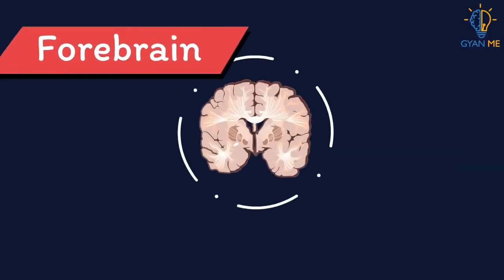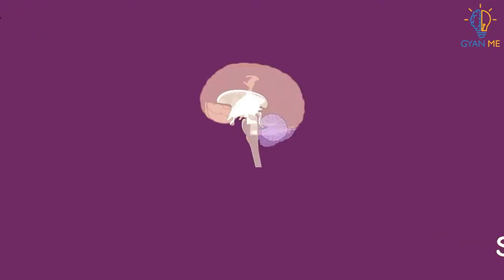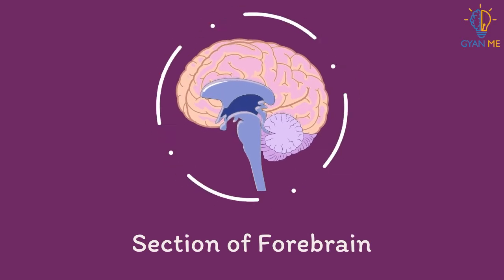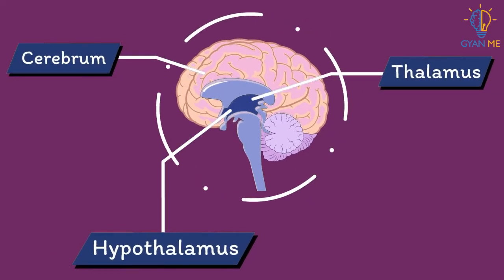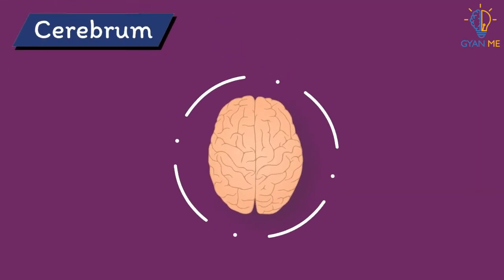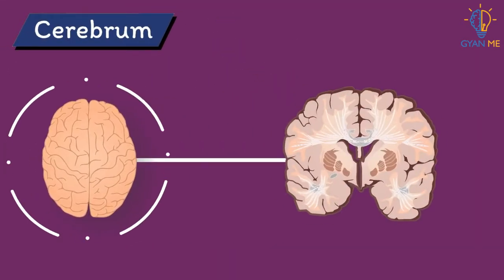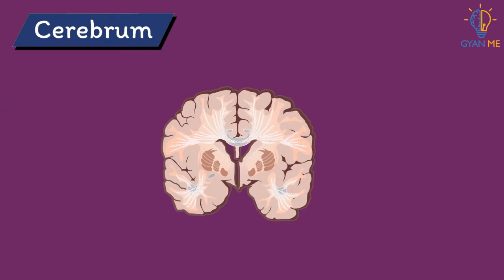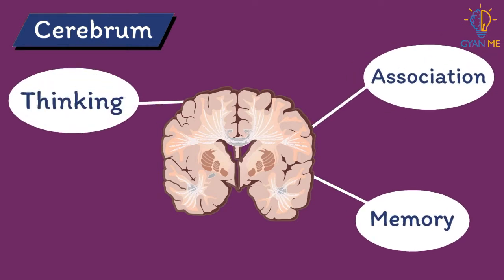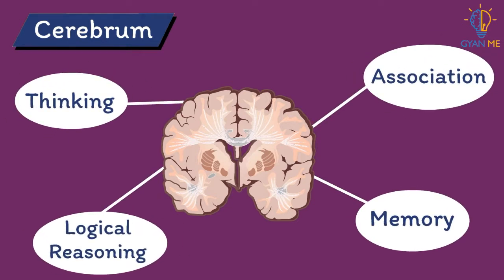Let's start with forebrain, the thinking part. The forebrain consists of three major components: cerebrum, thalamus, and hypothalamus. Let's see cerebrum first. Cerebrum is the largest and the most sophisticated part of our brain and is associated with the complex functions such as memory, association, thinking, and logical reasoning.